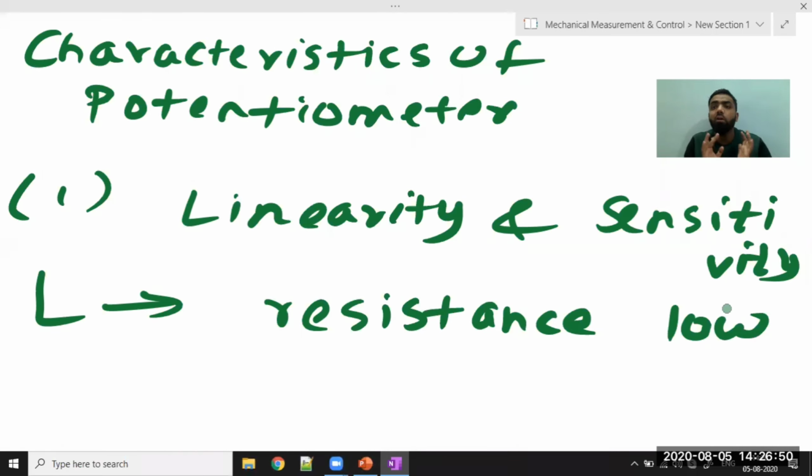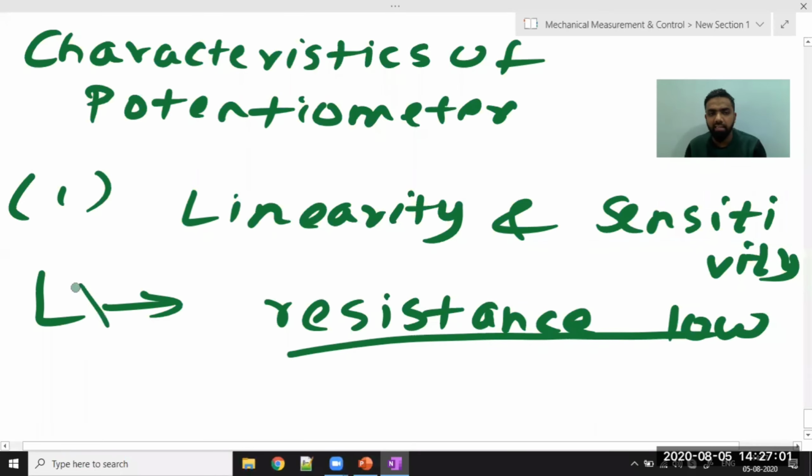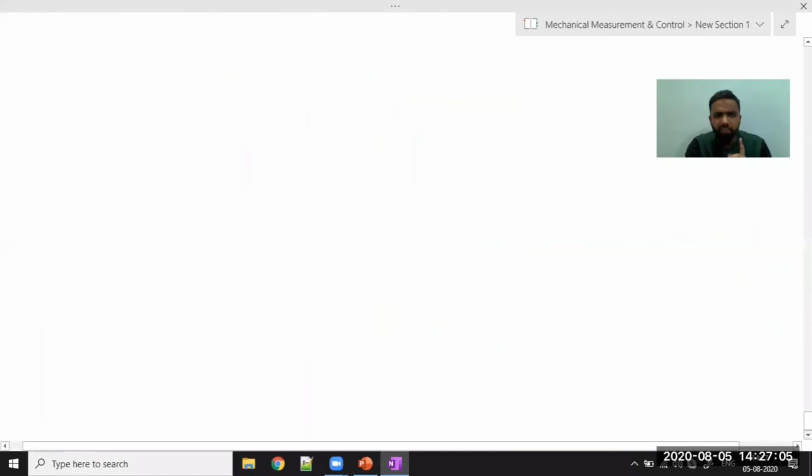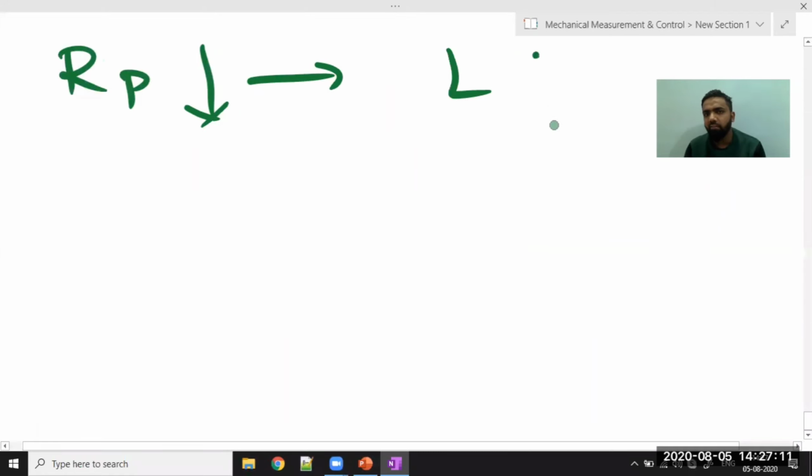It stops the flow of current. It resists the flow of current. That is the work of resistance. It does not allow the current to pass through the wire. So the lower the resistance, the more linear the instrument will be. Okay. So the first thing that I'm sharing with you is a very important thing. If the resistance is low, linearity will be high, meaning the instrument will be very good in linearity.